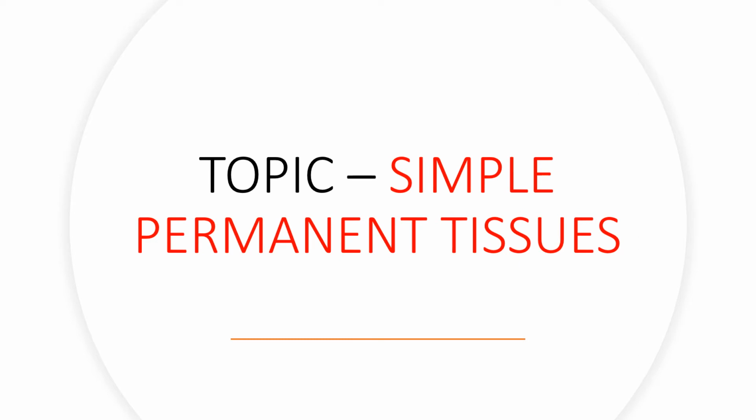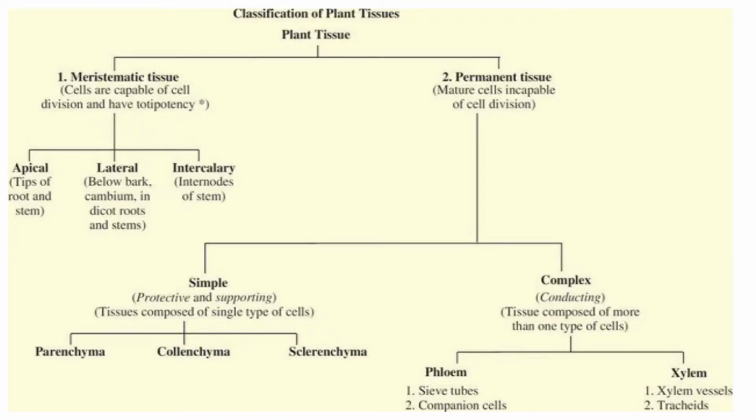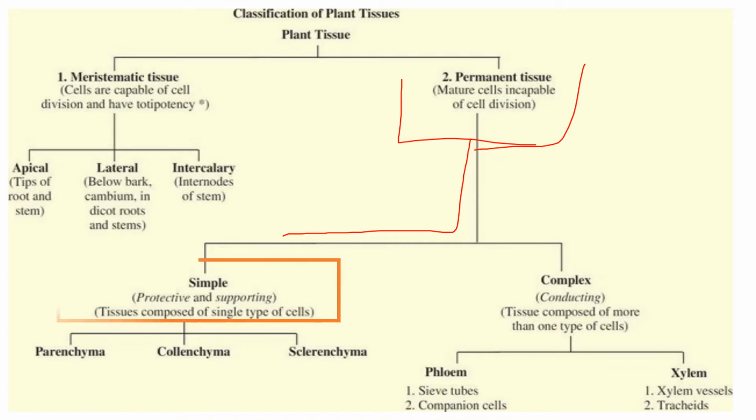Our today's topic is simple permanent tissue. Under permanent tissue, we can divide it into two types on the basis of the number of tissue types it is composed of. If it is a single type of tissue, then it comes under simple permanent tissue. If it is composed of two or more types, it falls under compound permanent tissue.